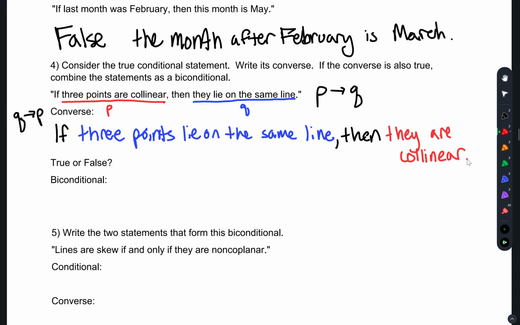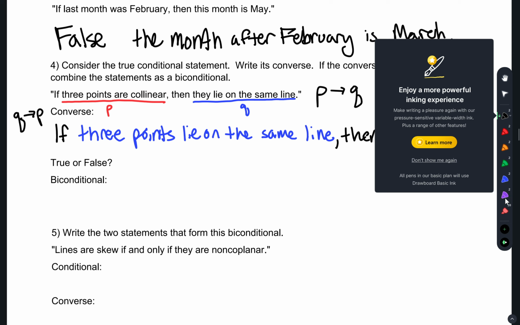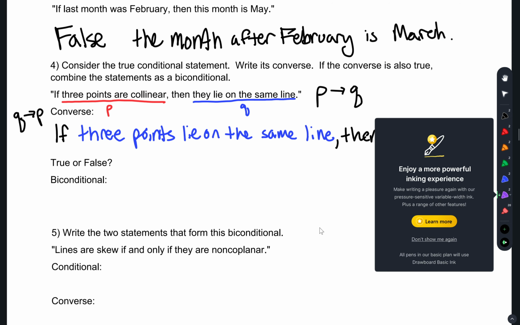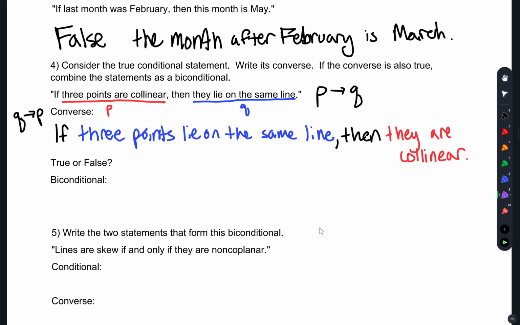True or false? I think that's a good statement. If 3 points lie on the same line, they are collinear. I would think that's a true statement. That's kind of its definition, right? So let's go ahead and write our biconditional. Remember, our biconditional uses the phrase if and only if. Anybody want to give this one a shot? How would we write this?